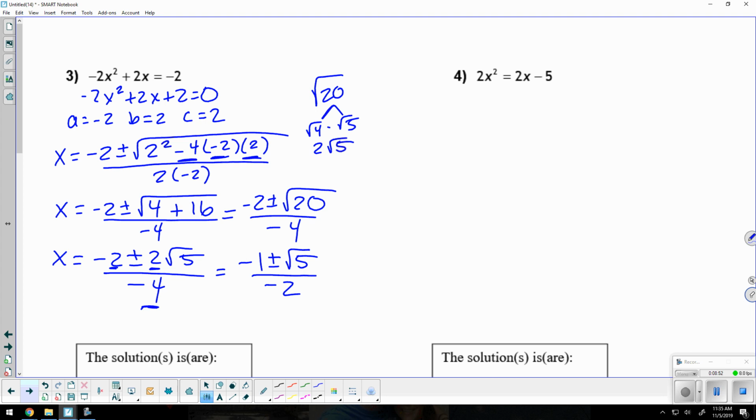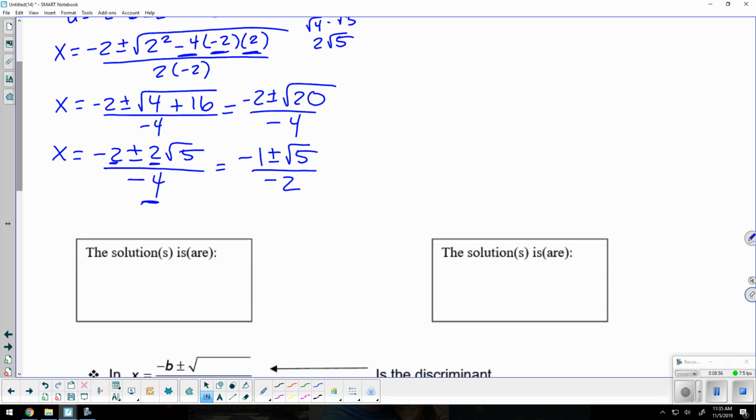All right, so your 2 answers in the end, just put them down here. Negative 1 plus and minus square root 5 all over negative 2. You can even, since these are both negative, both those leading numbers, you can also just say positive 1 plus and minus square root 5 all over positive 2 would be the same thing. Okay? And if you want to divide up your 2 solutions, you could do that. So if you want to write them out separately, but you can also just leave them combined as one solution. All right?